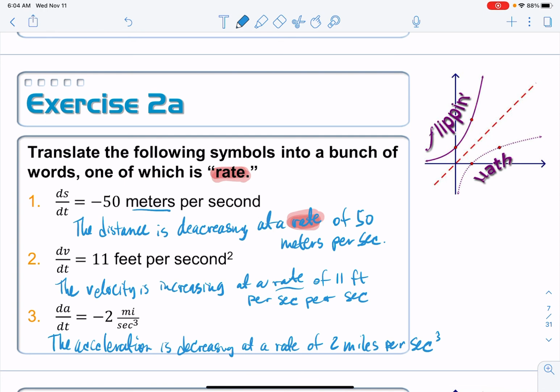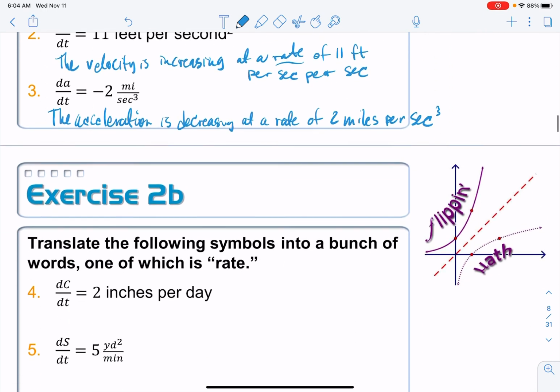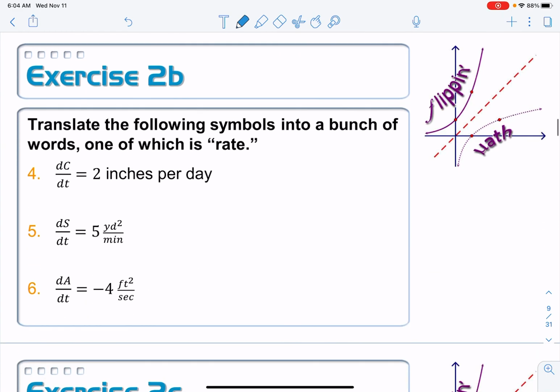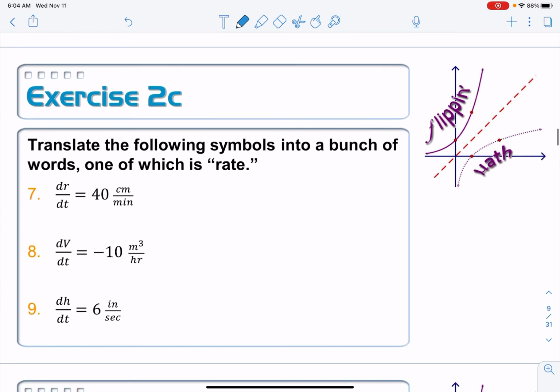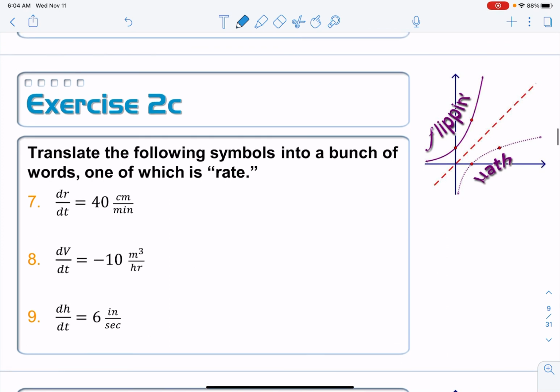Okay, so I have a few of them for you to try, all right? So we've got number 4, it's dC/dt. You'll have to try to figure out what the heck the C is. ds/dt on number 5, dA/dt on number 6. Hey, but wait, there's more. On exercise 2c, you got a dr/dt, a dV/dt and a dH/dt. So again, translate those into a sentence. And make sure that you use the word rate in there.